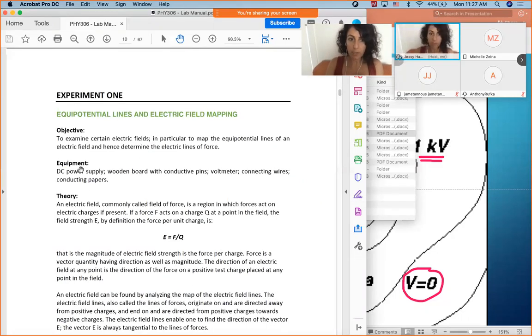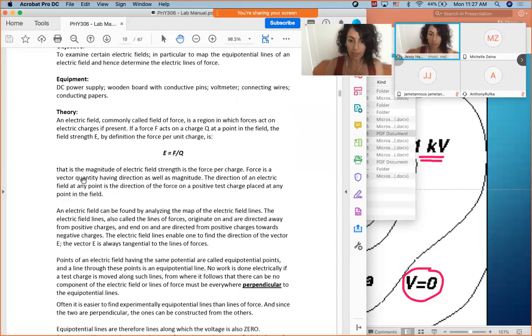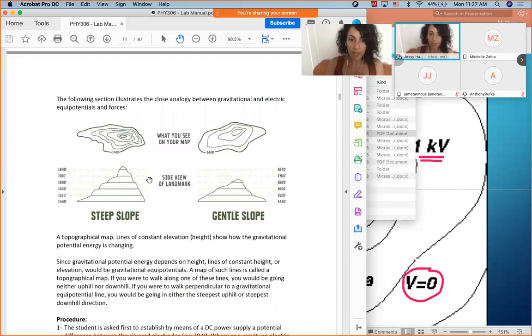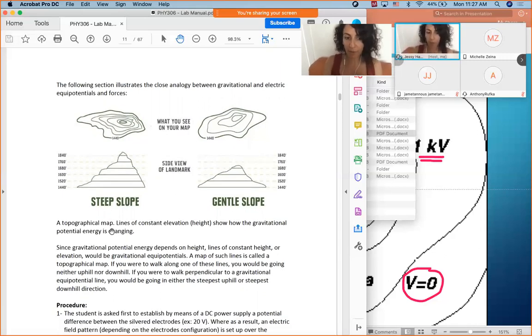You read the objective and the equipment needed. The theory is basically very similar to what we discussed. The difference is I showed you some gravity-related examples. The height in this case is the potential. If I compare gravity to electric field, the height is for gravity what potential is for electricity. The equipotential lines are the lines of the same height, so you see these on the map. If you don't understand what a topographical map is, don't worry, I was trying to make your life easier.